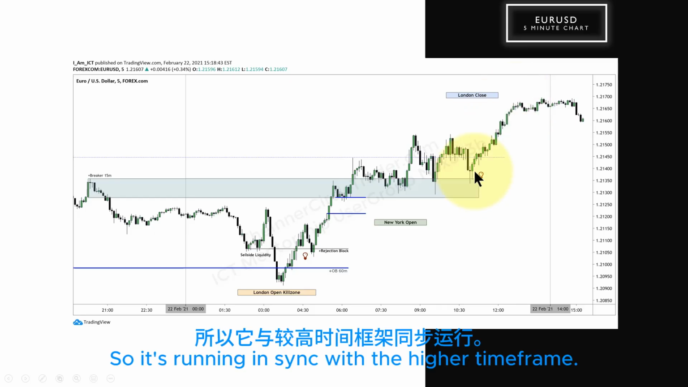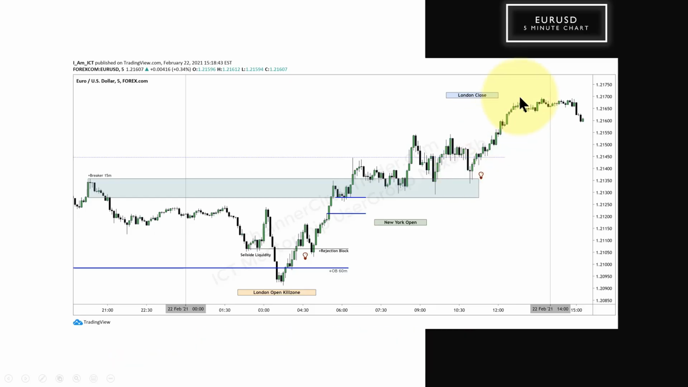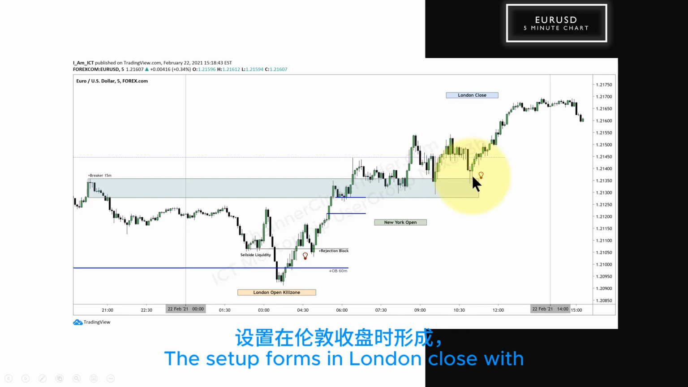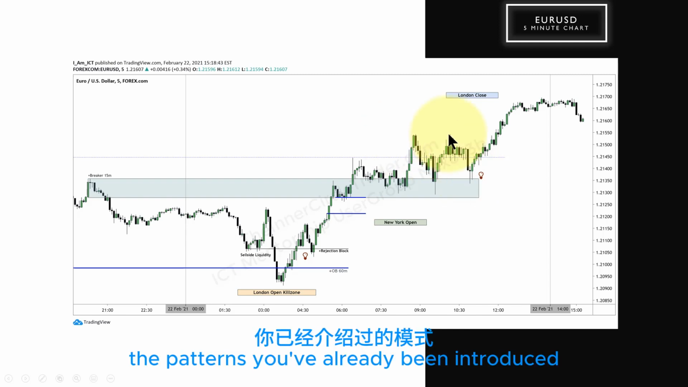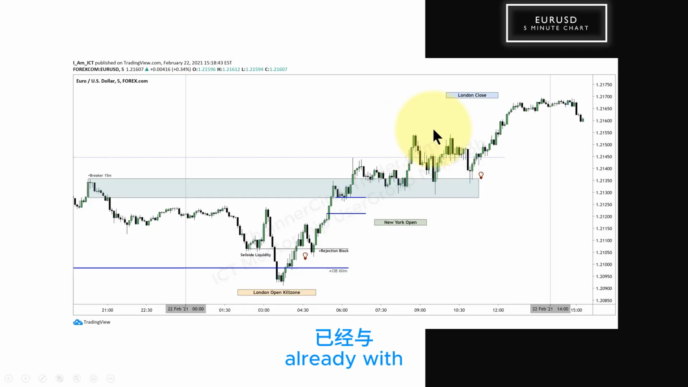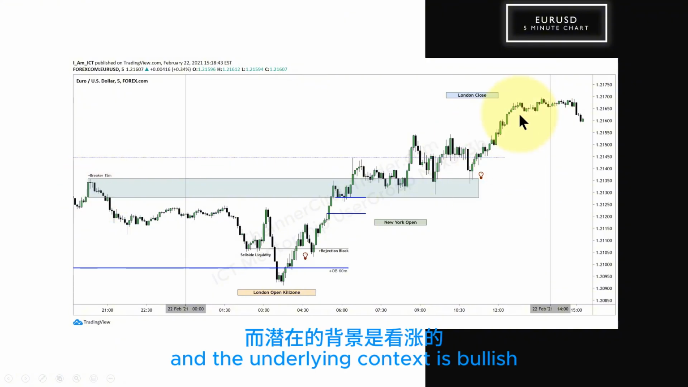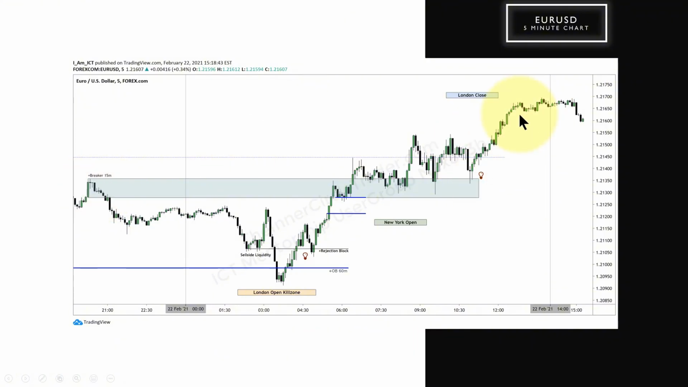Okay, so it's running in sync with the higher time frame. The setup forms in London close with the patterns you've already been introduced to: relative equal highs, optimal trade entries, breakers, and the underlying context is bullish euro, bearish dollar.